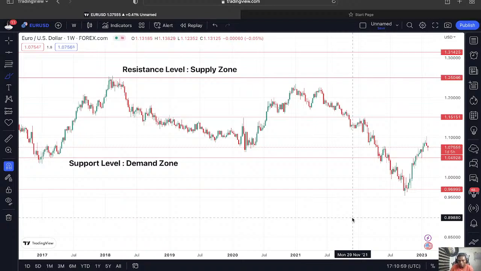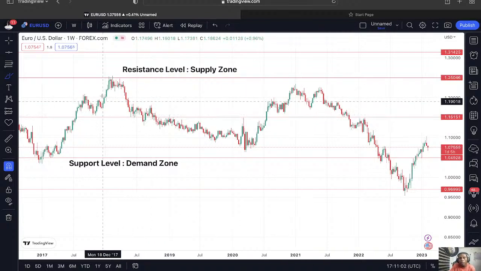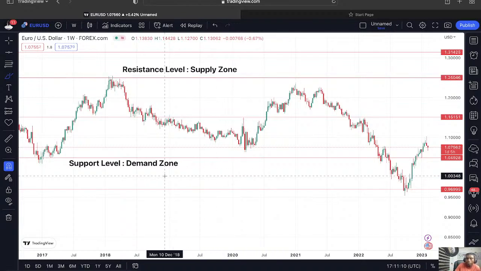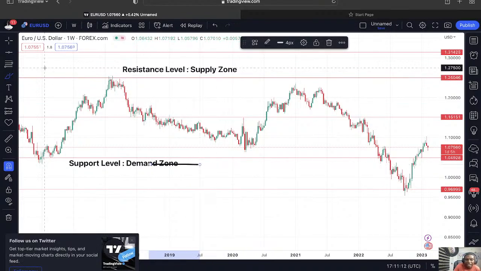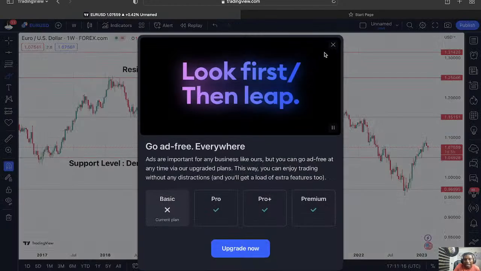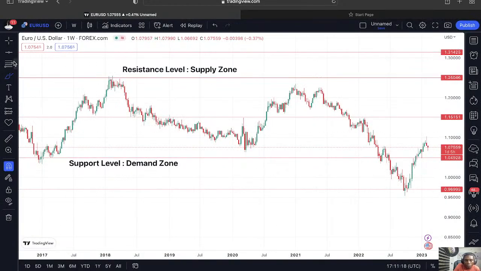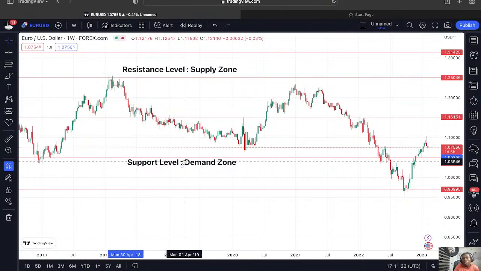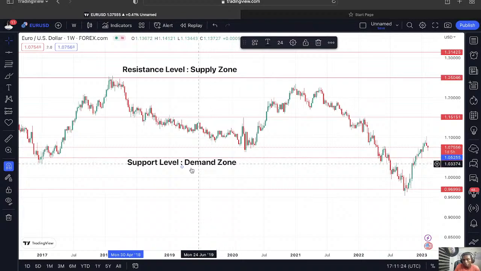So it keeps us in a clearer perspective to know what the market is doing at those smaller time frames within a short time frame. From what we can see here, we have already been able to establish that this level here is a resistance level, also known as a supply zone, and this level here is a support level, also known as the demand zone.